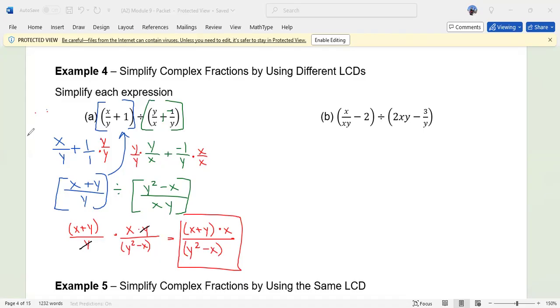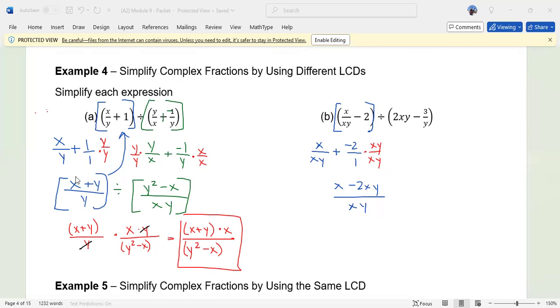Okay, let's go and do the same thing for our next one. So again, let's focus on the left expressions first. We've got x over xy. Let's go and change it to be plus negative 2, and that's just over 1. We need these to have a common denominator. So let's multiply this one by xy. So that our left expression will now be x minus 2xy over xy.